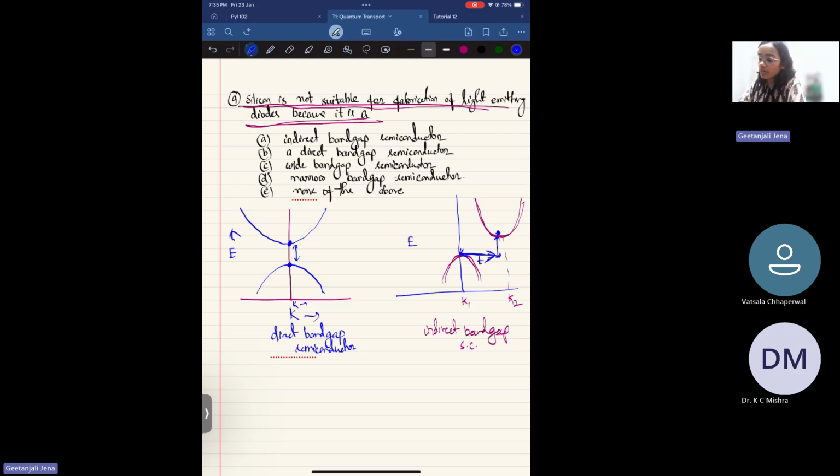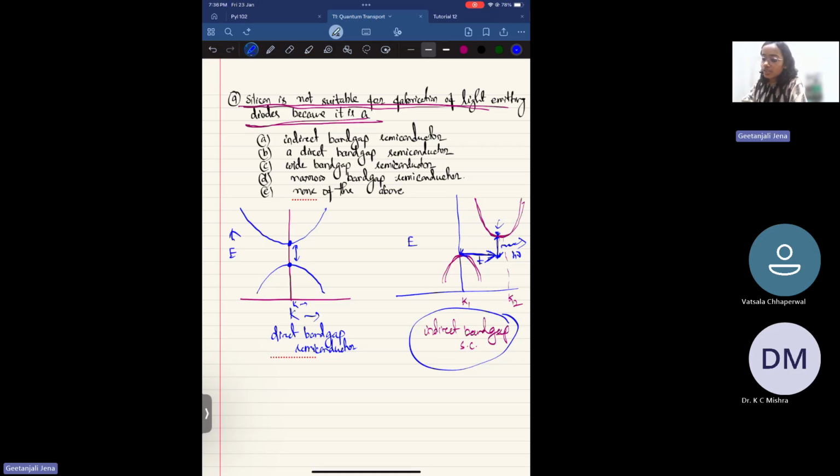So that is why whenever the charge carrier is making a transition from a high state to the lowest state, of the total energy of this high state, some part is getting lost because of the change in momentum, and some part it will emit in terms of light. So that is why we are not considering indirect band gap semiconductors for devising the LEDs.